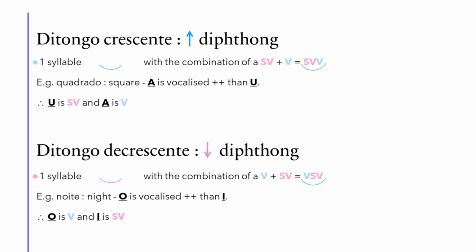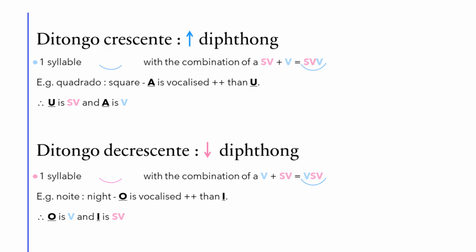In this sense, U is the semivowel and A the vowel. Now, with the ditongos decrescentes, the decreasing diphthongs, the process is the opposite. It is when in a syllable you have the combination of a vowel and a semivowel.